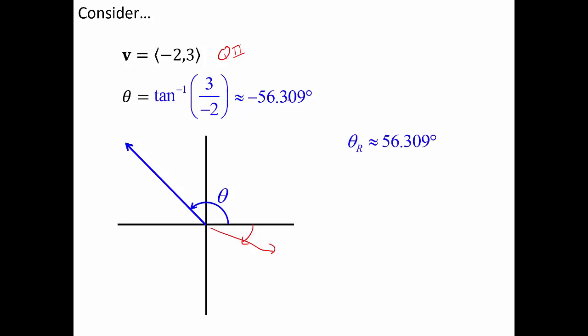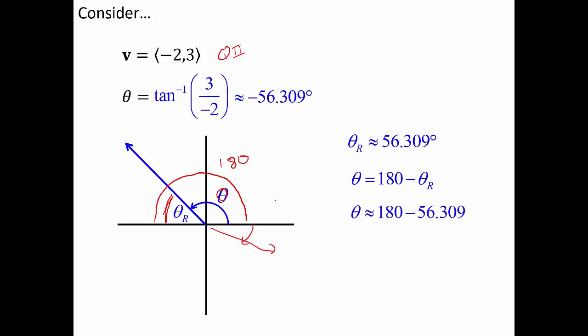Now consider, what I've actually found here is the reference angle. When I do inverse tangent, I'm getting the reference angle. Now, ignore the positive, negative, just focus on the magnitude of that value, 56.309. So this angle right here is 56.309 degrees. Now, of course, all of this is 180 degrees. So if I want to figure out what theta is, it's just a matter of taking 180 and subtracting the reference angle, like this, 180 minus 56.309.